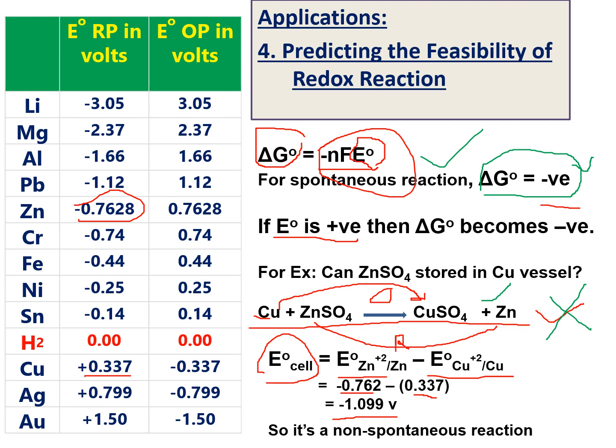But the reverse reaction is a positive one. If you see, the reverse reaction will be plus 1.099, that is a spontaneous reaction. That's why you cannot store copper sulfate in a zinc vessel. But you can store zinc sulfate in a copper vessel. So these are the tricky questions asked in the examinations. By using the standard reduction potential, you can tell whether the reaction is spontaneous or non-spontaneous, and also which solution can be stored in which metal. You can easily tell by using this electrochemical series.